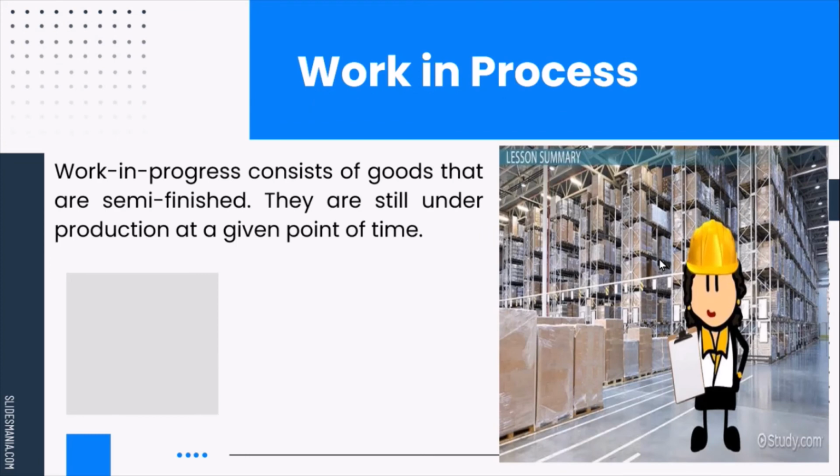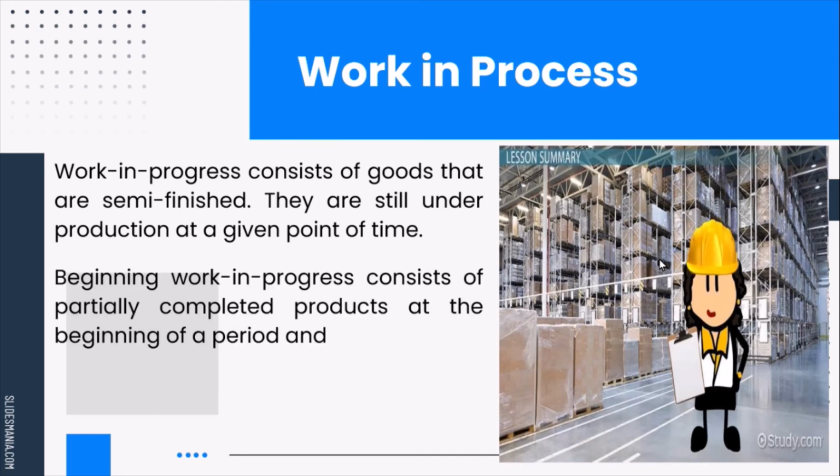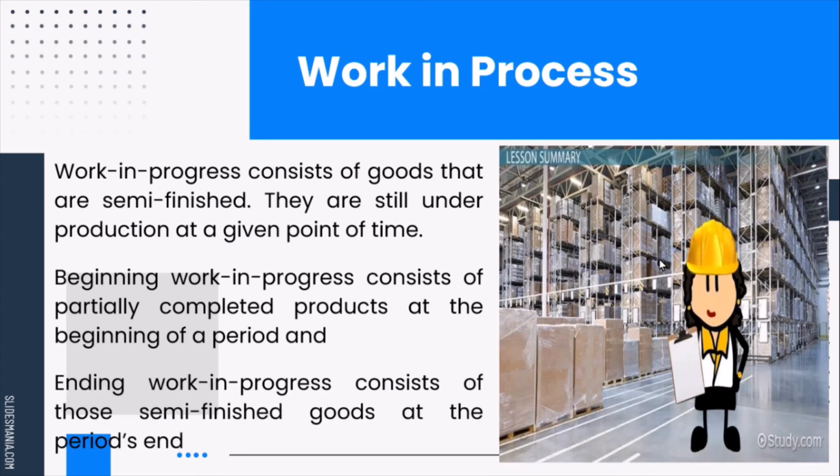Then we have the work in process. It consists of goods that are semi-finished. They are still under production at a given point of time. Beginning work in process consists of partially completed products at the beginning of the period, and ending work in process consists of those semi-finished goods at the period's end.